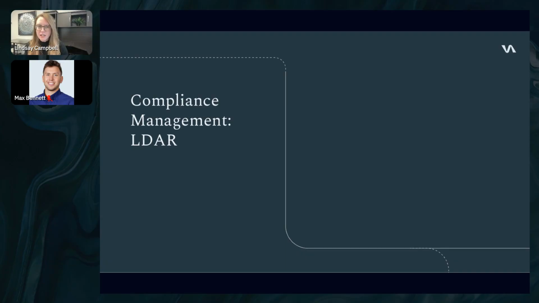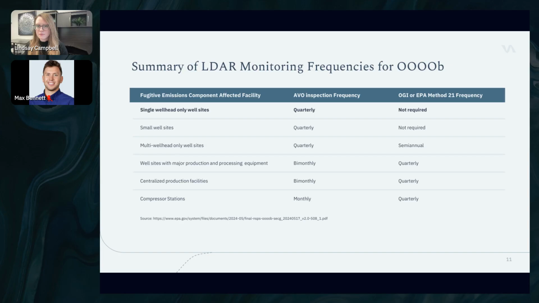Okay, so now let's look at our 3 source categories in more detail. We're going to start here with leak detection and repair. So here we show a table that summarizes the audio visual olfactory, or AVO, and the comprehensive optical gas imaging, or OGI, or method 21 survey frequencies by site type.